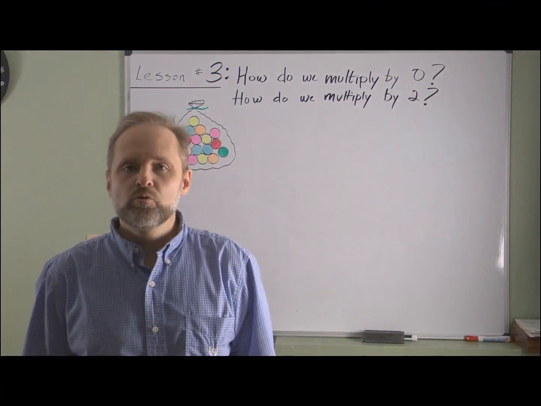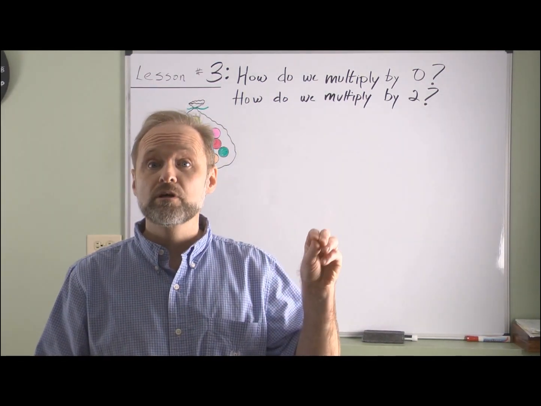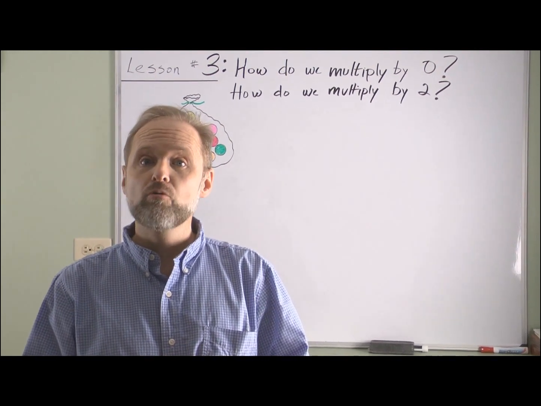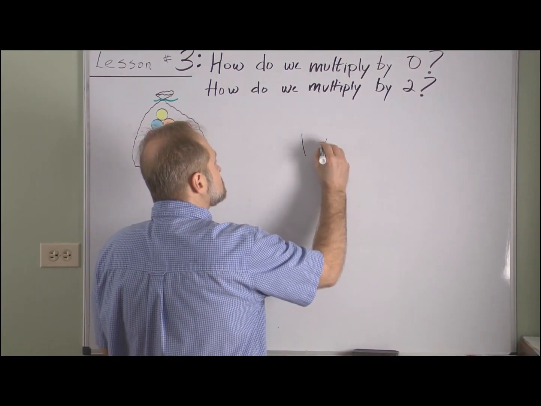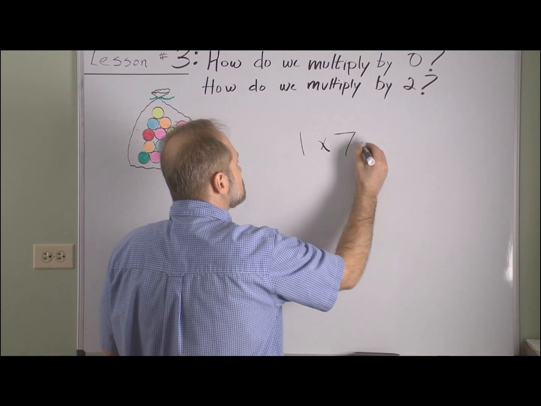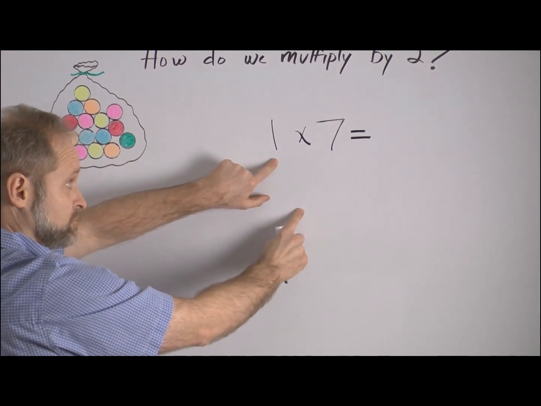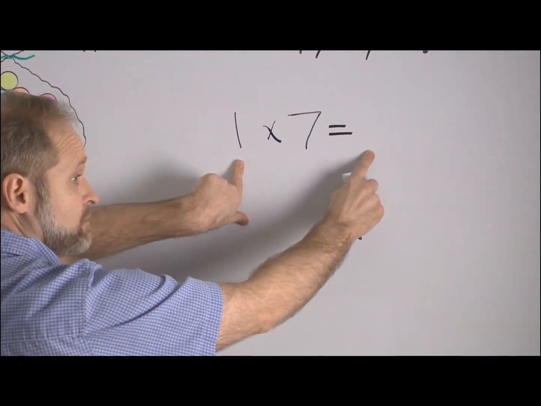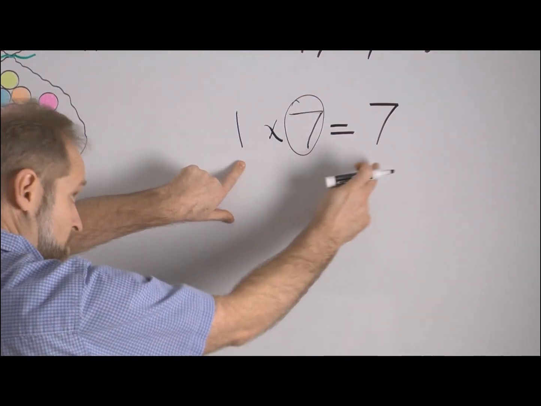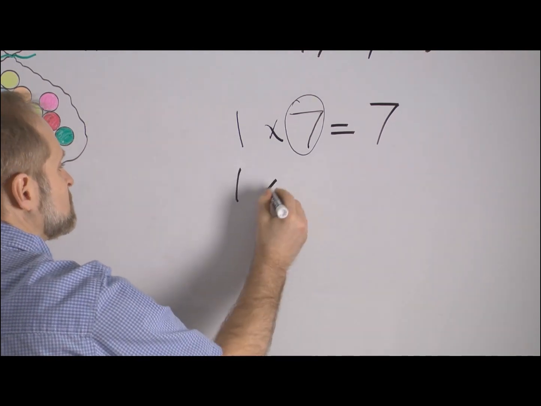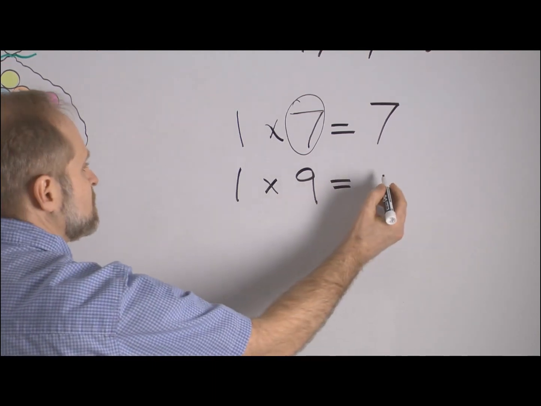In lesson number 2, we went over how to multiply by 1, and we also focused in on the commutative property of multiplication. Let's take a moment and review that. If, for instance, we have 1 times 7, we know that our answer is going to be, what's the number that's not 1, which is 7, right? One group of 7 is just a group of 7. One times 9, the answer will be 9.